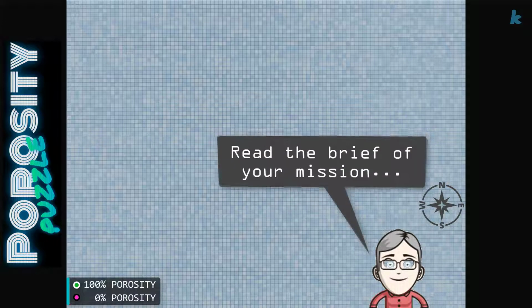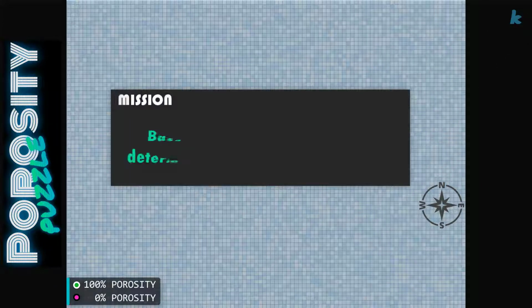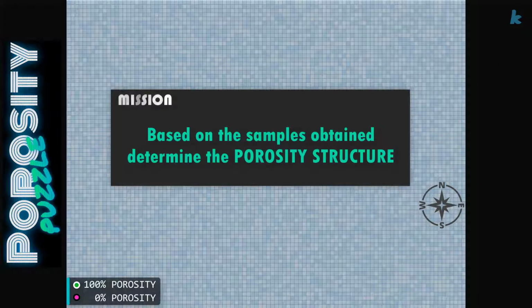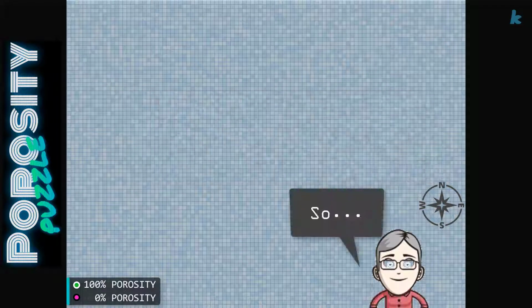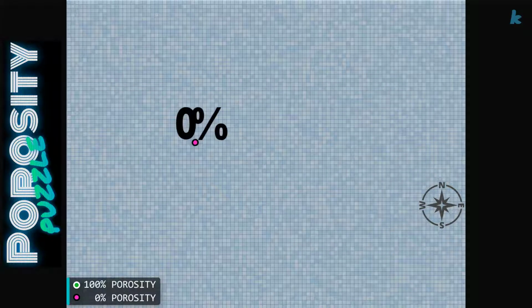And I'm going to ask you, based on the samples that we obtain, what the porosity structure is in the underlying reservoir. And then we'll take a look at it and see what that reservoir looks like. So here we go. I've just drilled the first well here, and I've hit 0% porosity in this well. And you can see in the legend, the black circles are 0% porosity, and the white circles show 100% porosity. So well number 2 shows 100% porosity in the reservoir.